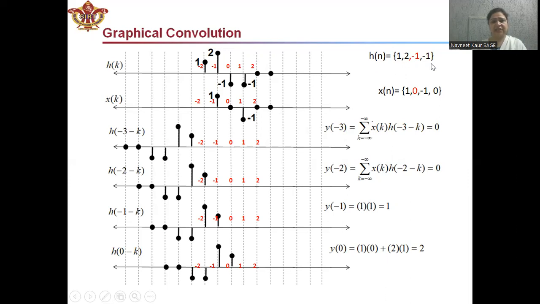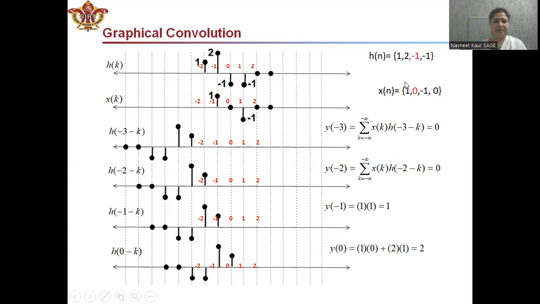Say h[n] is represented by 1, 2, -1, -1, where the sample value in red represents that it is at n equal to 0. If it is at n equal to 0, this sample will be at n equal to -1. This will be at n equal to -2. And this sample will be at n equal to 1.